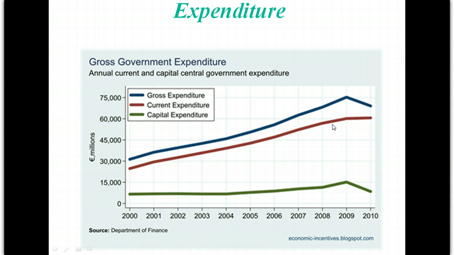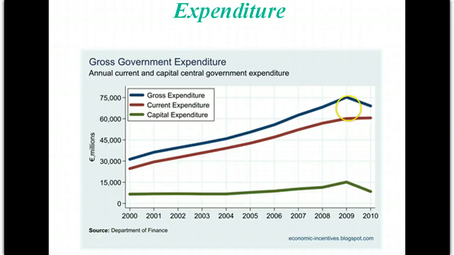When looking at government expenditure, it can be broken down into current expenditure, that's day-to-day expenditure, social welfare payments, wages, purchasing goods and services, keeping the lights on, electricity, and capital expenditure, long-term projects. And in recent years, any decrease that's taken place in expenditure has largely been focused on the capital side.